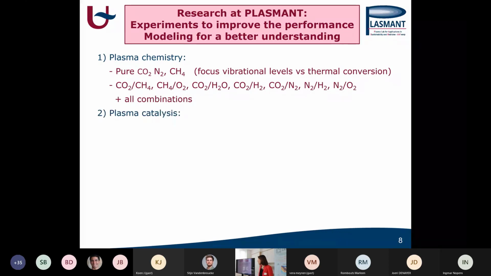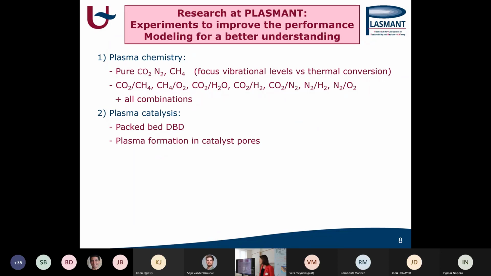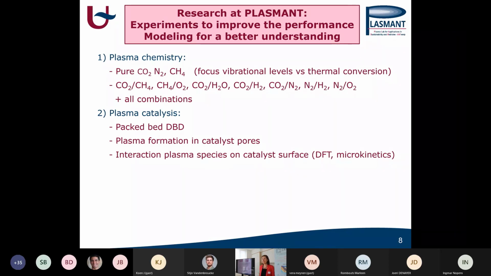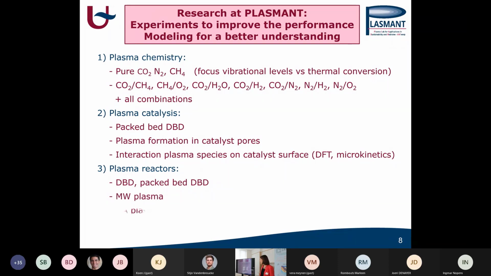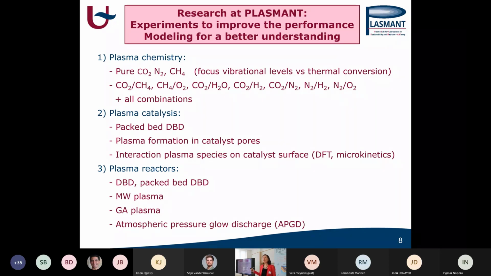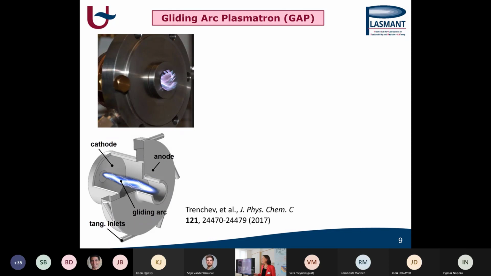We also look at plasma catalysis, for instance, in packed bed plasma reactors. We try to answer questions like, can plasma be formed in catalyst pores? And we also study the interaction of plasma species on the catalyst surface by DFT calculations and microkinetic modeling. And we also study plasma reactors of all types that I mentioned: DBD, packed bed DBD, microwave plasmas, gliding arc plasmas, and atmospheric pressure glow discharges. But I understood it's not the purpose of these talks to give an overview of the group, so I picked one example, which is on plasma reactor design improvements.